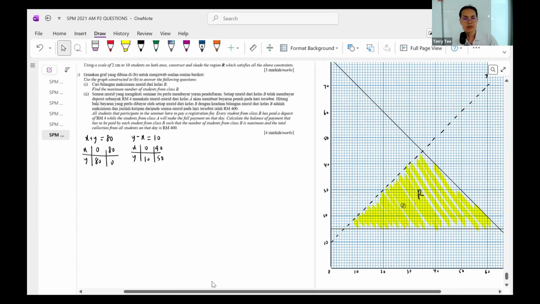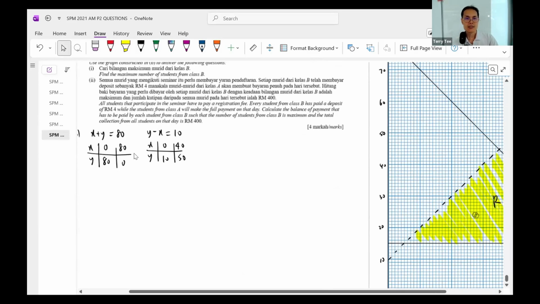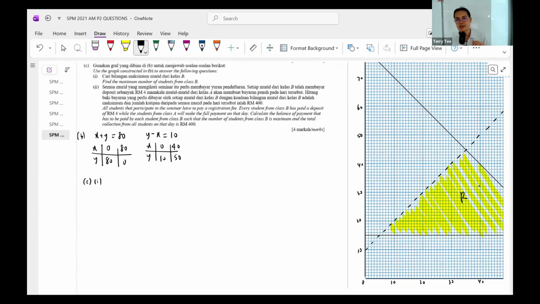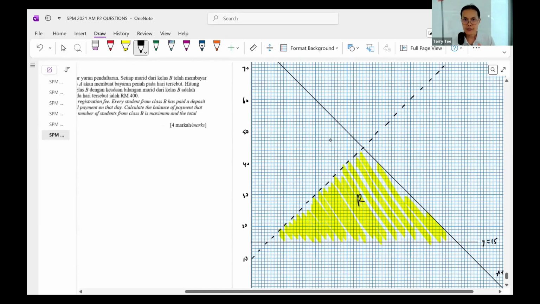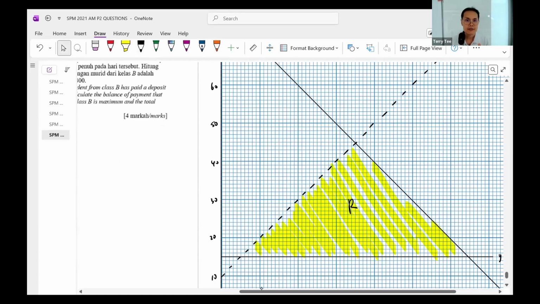Okay, so now that I've done this, next, find the maximum number of students from class B. So what is the maximum number of students from class B? Class B is your y value. Look at the diagram. What's the largest value of y? If you look at the point of intersection, a lot of people tend to take this 45. You cannot take 45. Why can't we take 45? Because it's non-inclusive. So you can only take 44. Can I take 45?